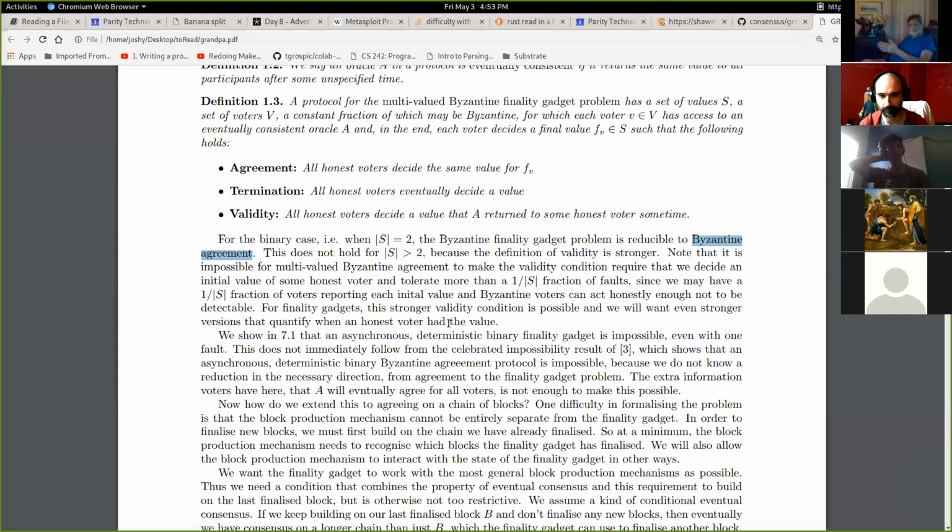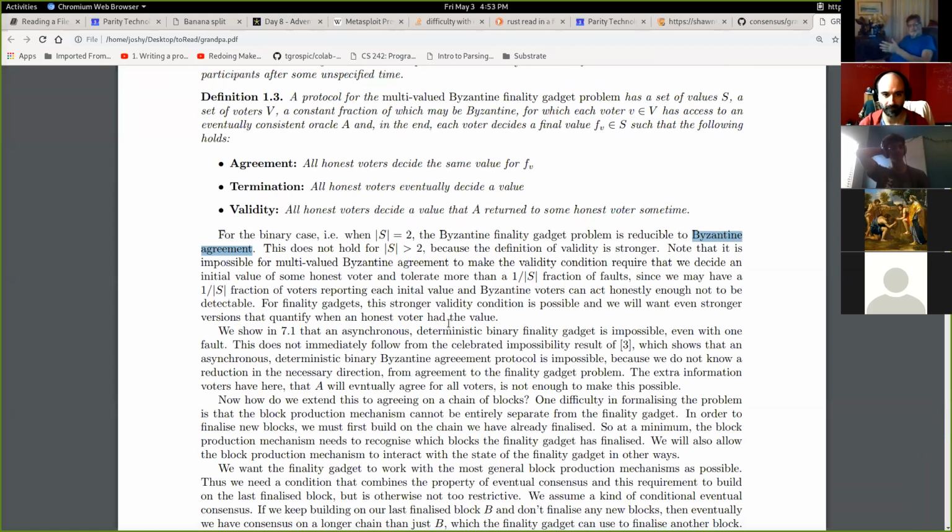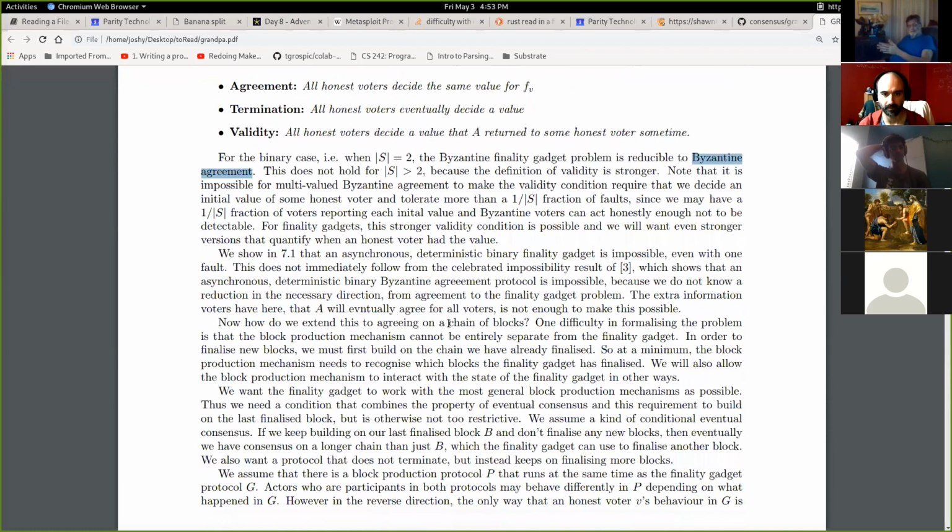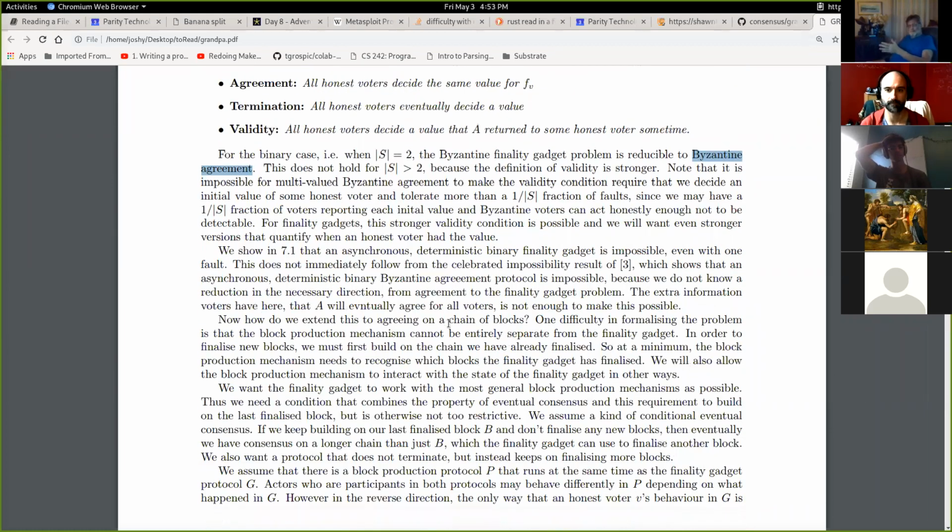That's a little hard for me to parse right now. Oh yeah, I read this paragraph before. They talk about some new interesting result. Deterministic binary finality gadget is impossible even with one fault, which is not a consequence of FLP impossibility. 3 is FLP.